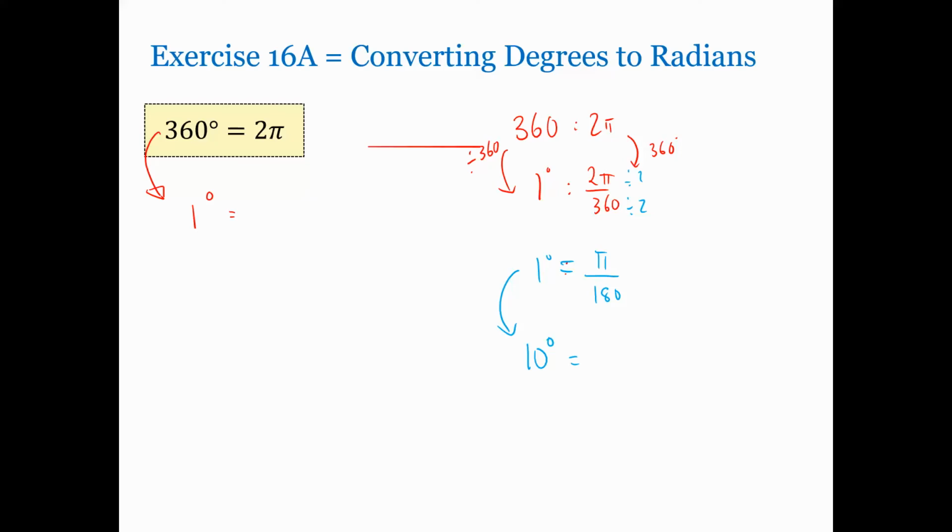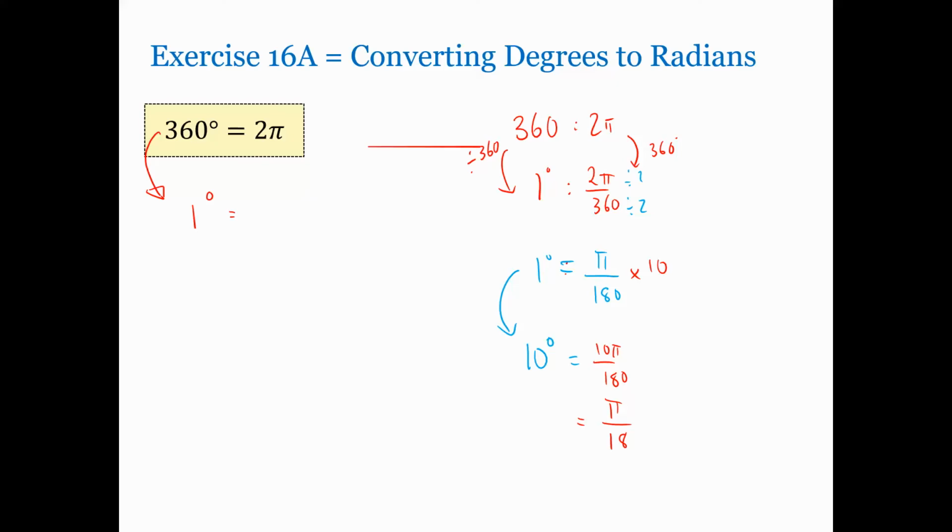That means on the right-hand side, I times this by 10 as well. So I'll be saying pi on 180 times 10 will give me 10 pi on 180. But if you simplify that, that becomes pi on 18.